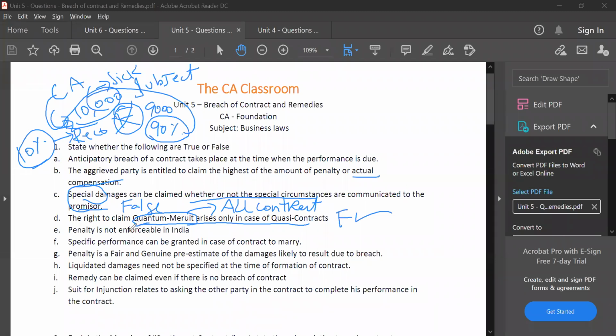True. See, no, false. There is no concept of penalty in the Contract Act, but you can mention it in your contract and it can be enforceable. Therefore, it is false. Penalty can be enforceable. Next question.